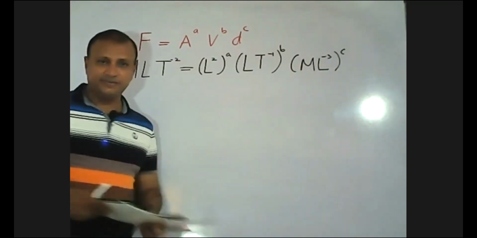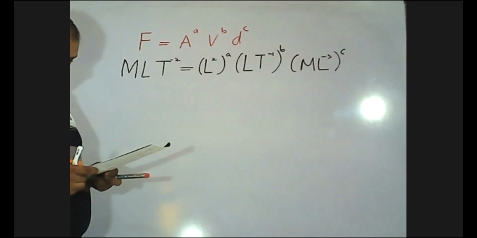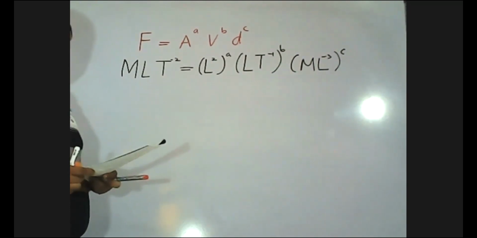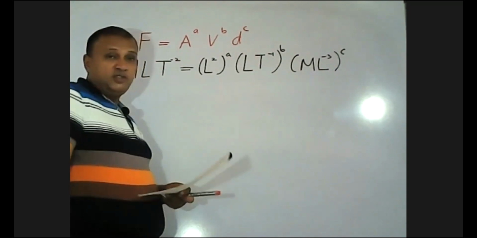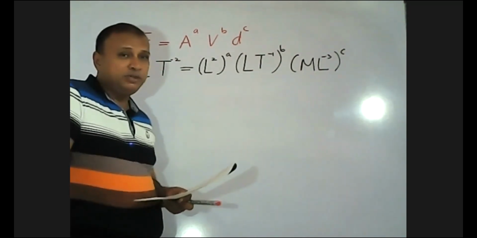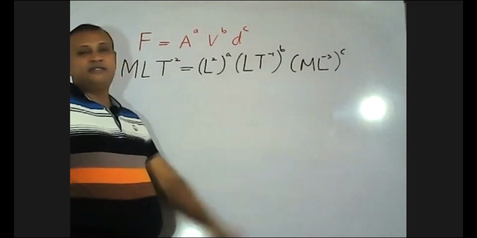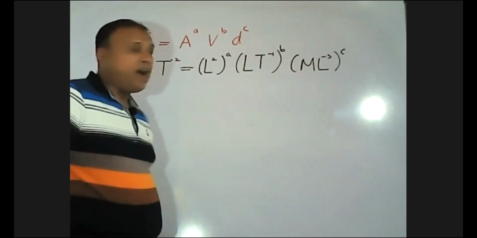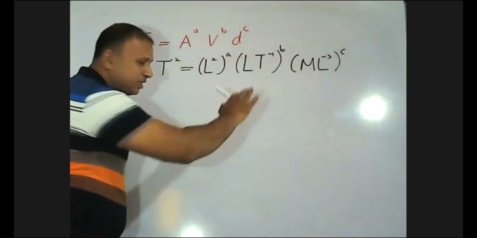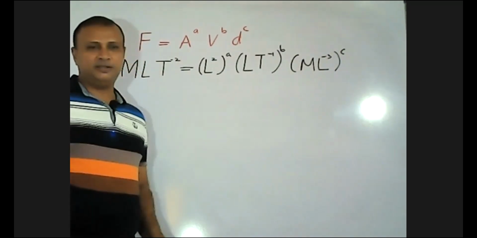How to simplify this one? You don't want to simplify this one. How to get the answer at once? Now you can get the answer. After writing this step, you can get the answer without any calculation.